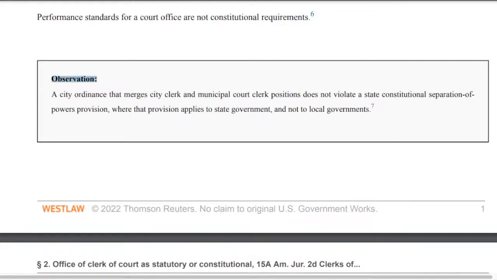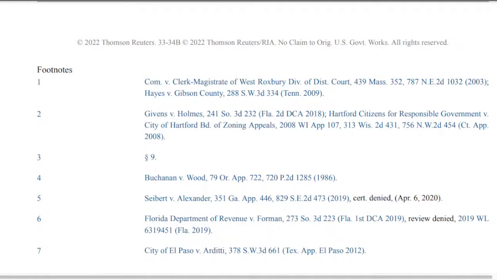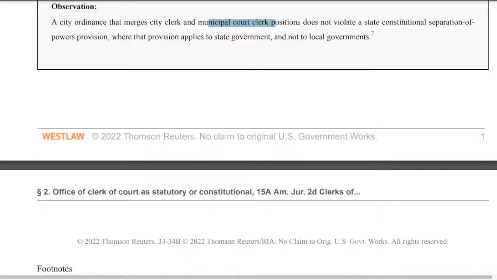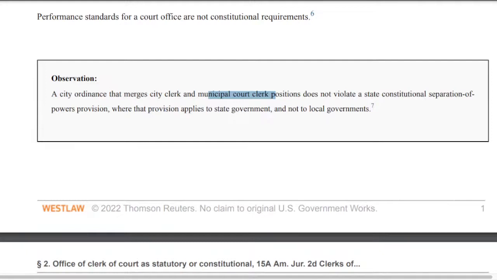This observation: a city ordinance that merges city clerk and municipal county clerk positions does not violate a state constitutional separation of powers provision, where that provision applies to state government and not to local governments. Let's see what that is. That's number 7. That is City of El Paso versus Arditi, 2012. All right, so that's an interesting observation here.